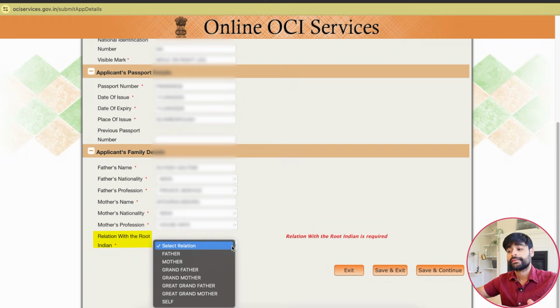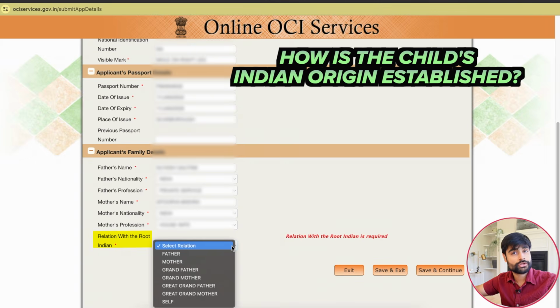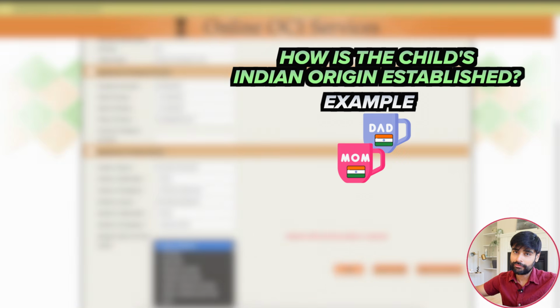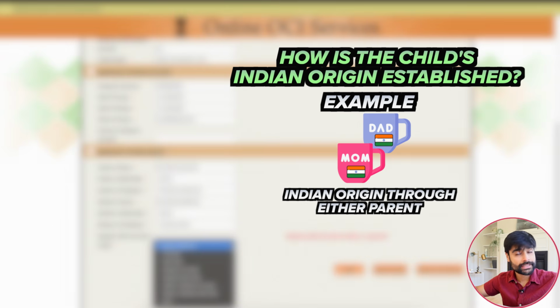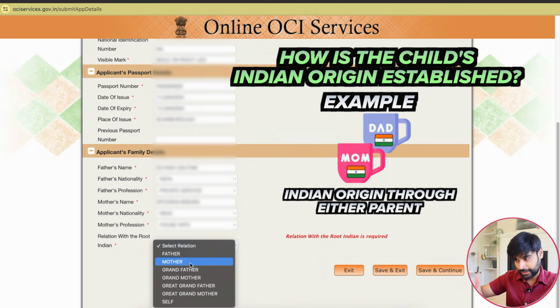So this means they're asking how the Indian origin of the applicant, the minor child in this case, is established. For example, my son is a Canadian passport holder, and both his parents, me and my wife, are still Indian nationals. We still hold our Indian passports. So my son's Indian origin can be established through either of his parents, either me, his father, or his mother. So I could select father or mother here.